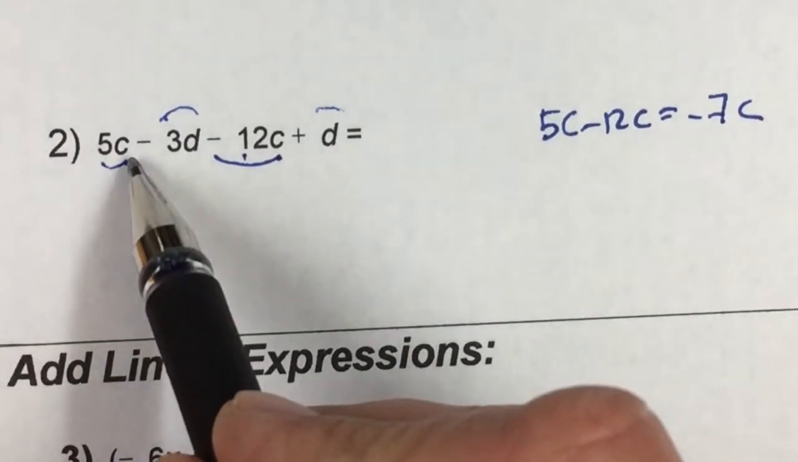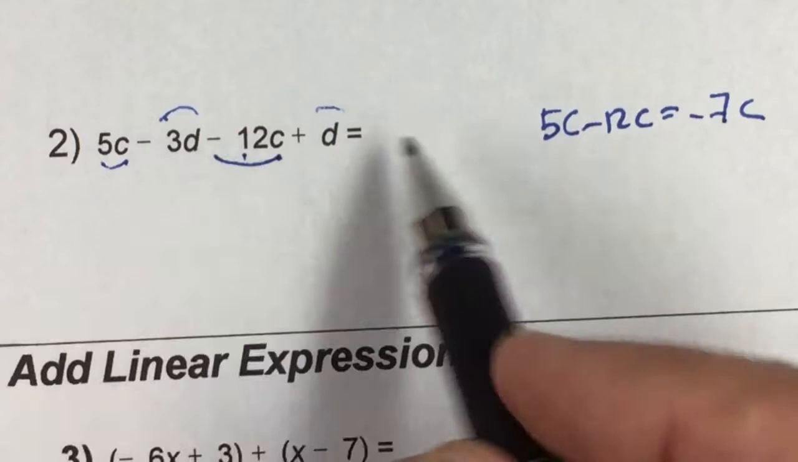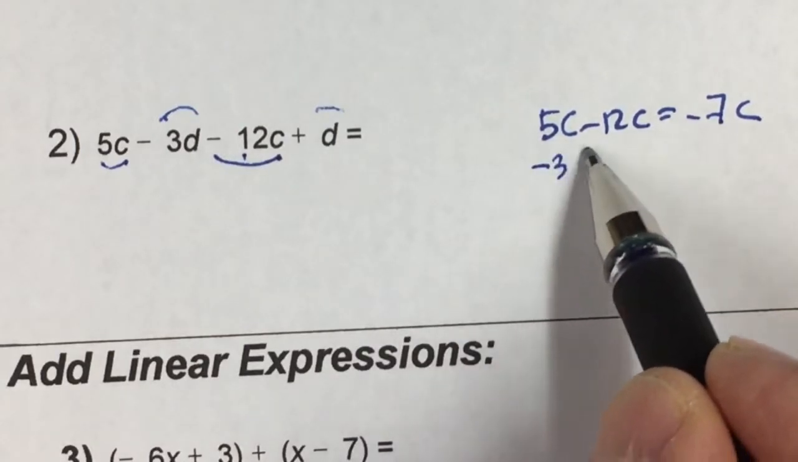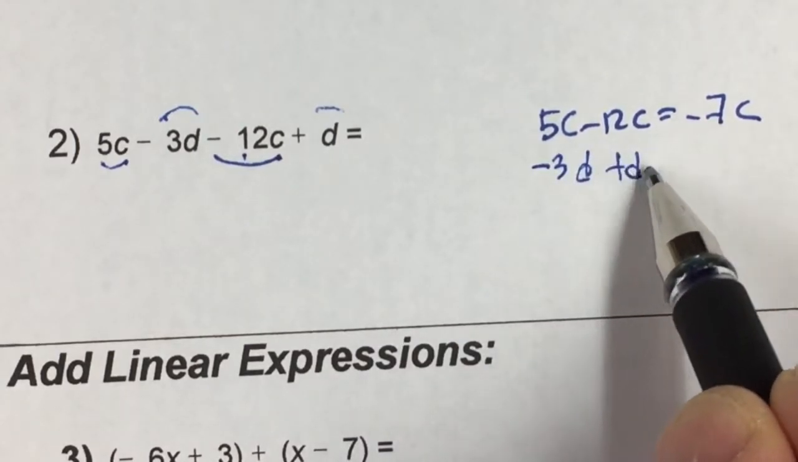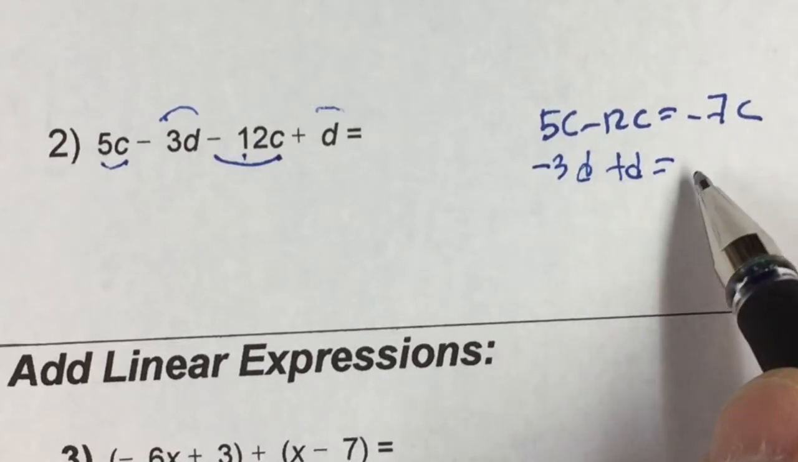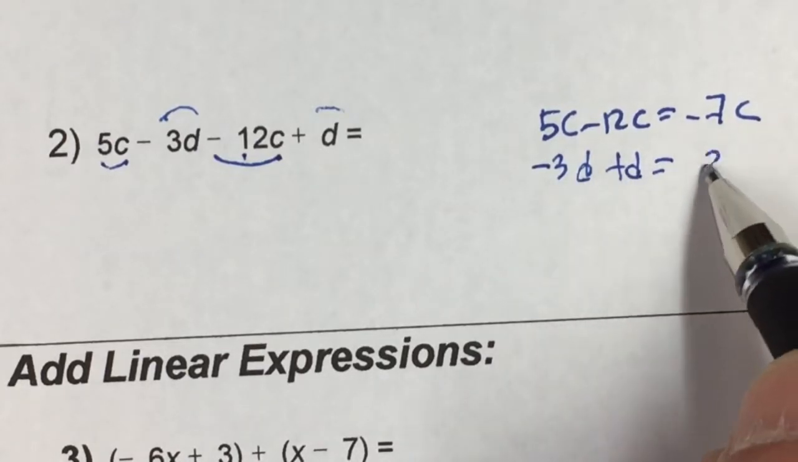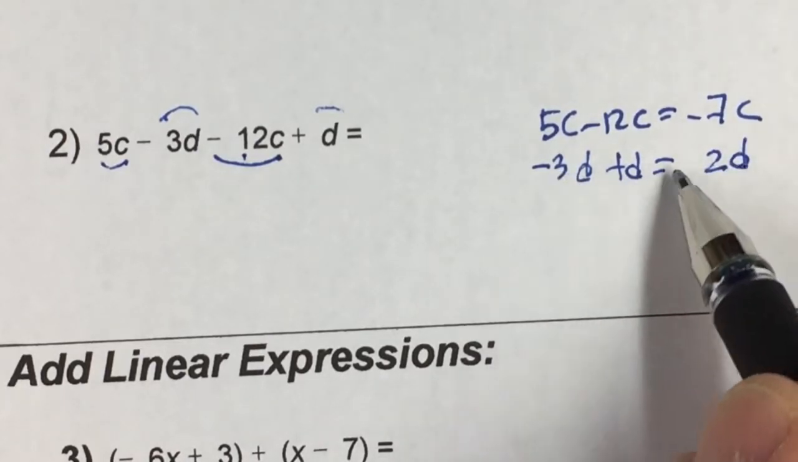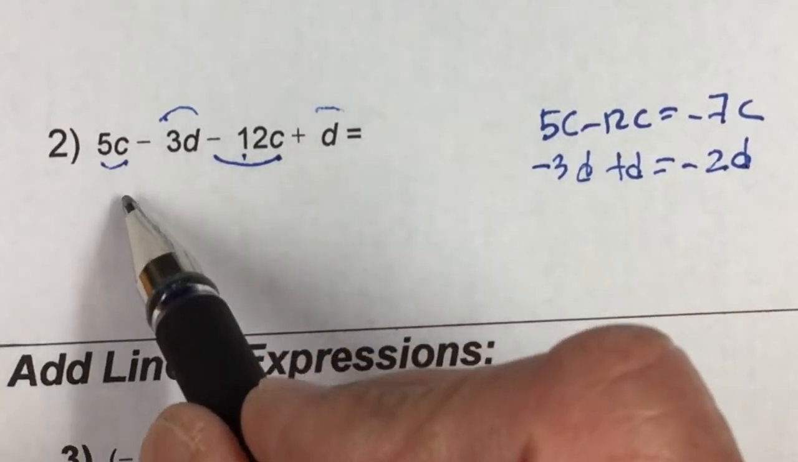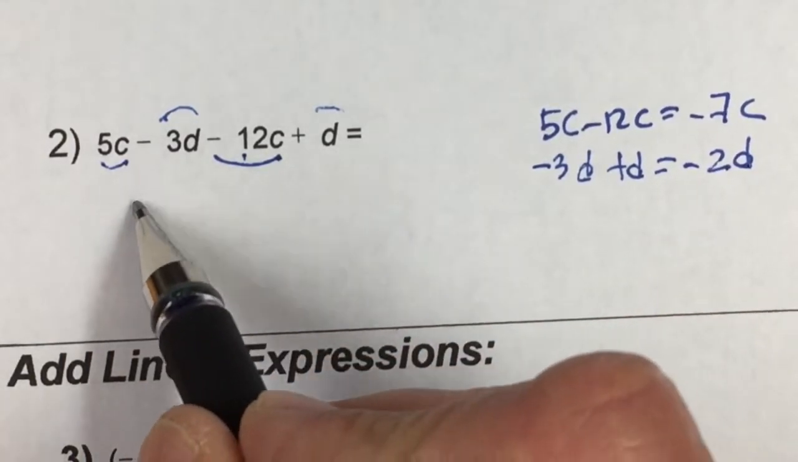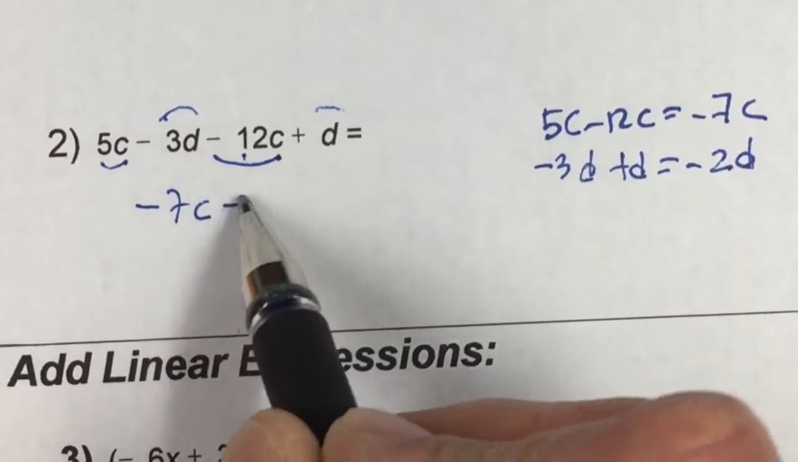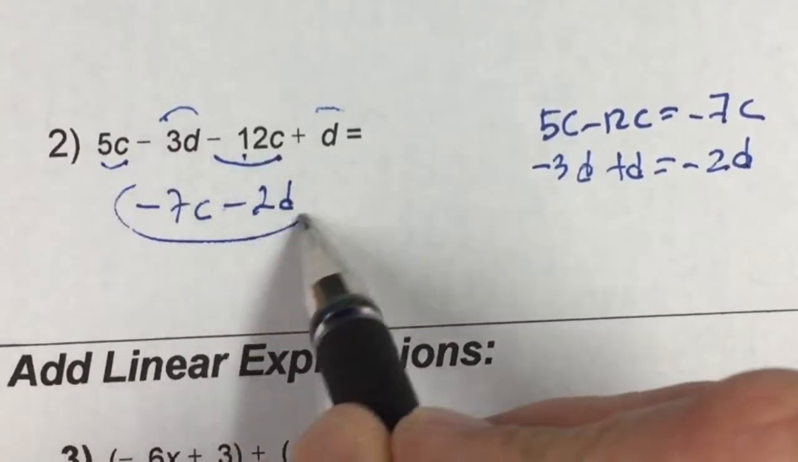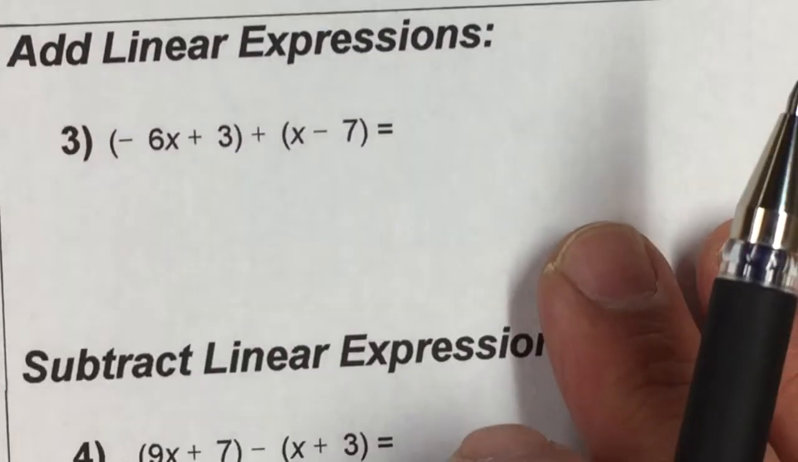Now, this is for C. Now for D. In D we have negative 3d plus d. Different signs. We subtract, 3d minus 1d is 2d, and leave the sign of the bigger, negative 2d. So this is going to be negative 7c minus 2d. This is a simplified expression. Let's go to the next.